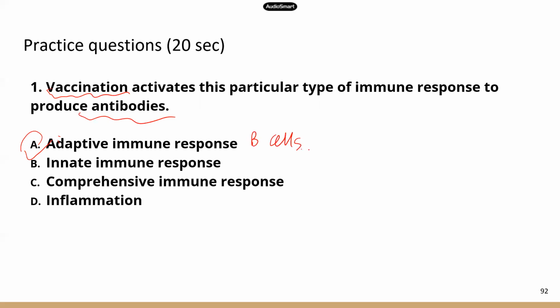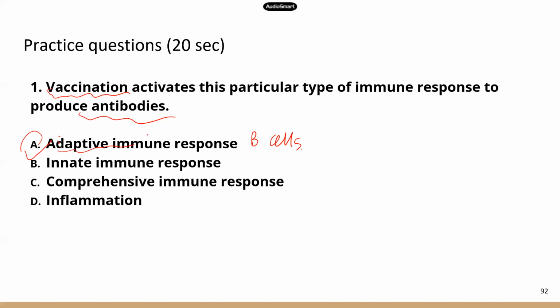Now, this is not innate immune response, because innate immune response is innate, meaning you're born with it. You don't have to acquire that. Okay? But for adaptive immune system, your body has to be exposed to that particular pathogen before your body can generate this adaptive immune response. So it's almost like you have to acquire that.